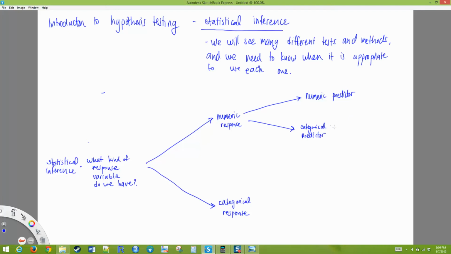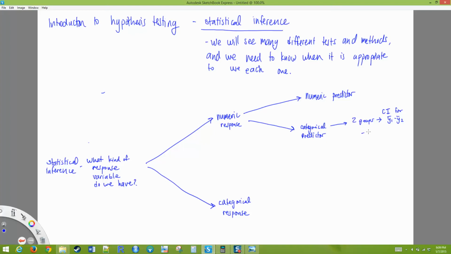Okay, and so with a categorical predictor, if we have two groups, then what we can use is a confidence interval for y bar 1 minus y bar 2. So this is one method that you have learned. You've got two groups, a numeric response. We can compare y bar 1 and y bar 2, and then make conclusions about whether the respective populations have different means or not.